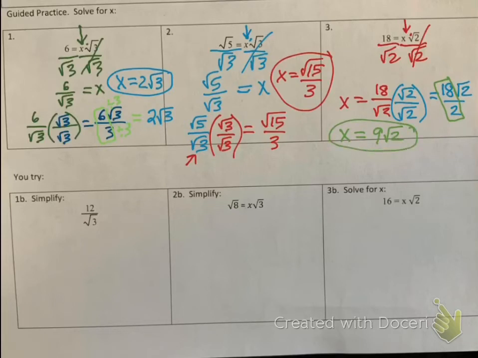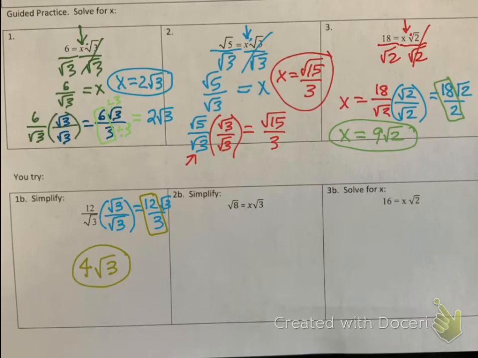Go ahead and stop the video and try the next 3 examples and see if you get the same answer that I do. So for the You Try, 1b, I notice that we have to rationalize here, get rid of the root in the denominator. So I'm going to open up parentheses and multiply the top and bottom by the square root of 3. When I multiply straight across, I would get 12 root 3 over 3. And then from here, I notice that I can divide the 12 and the 3. 12 divided by 3 is 4. So my final answer would be 4 square root of 3.